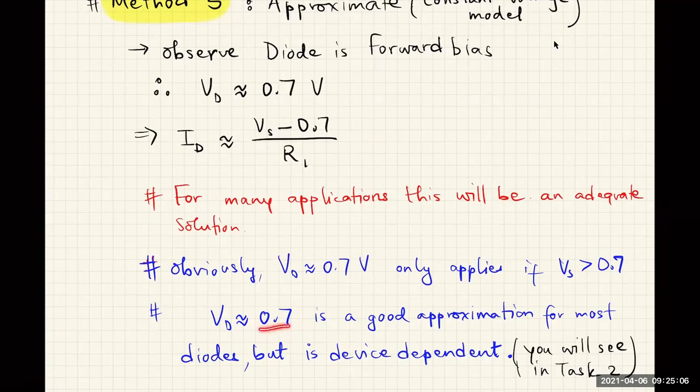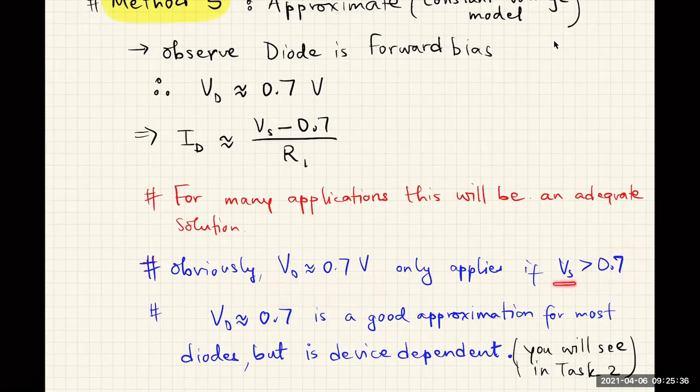But then again, it also depends on what kind of source voltage you're using. But the more important thing here is that this assumption of VD equals 0.7 only applies if Vs itself is at least greater than 0.7 volts. Right? Obviously, if the source voltage is only 0.2 volts, it cannot create 0.7 volts across the diode. Okay.